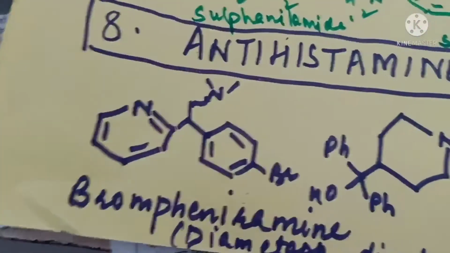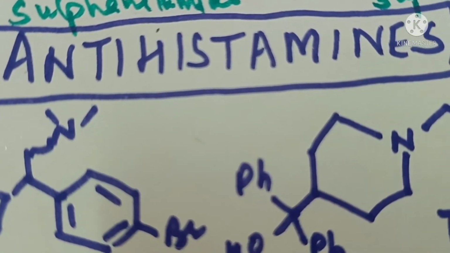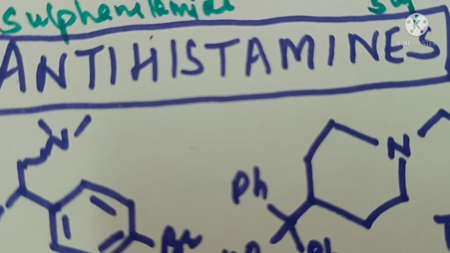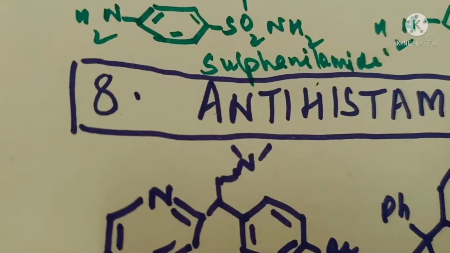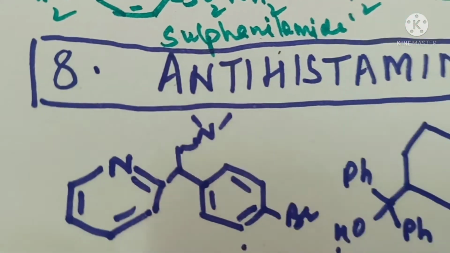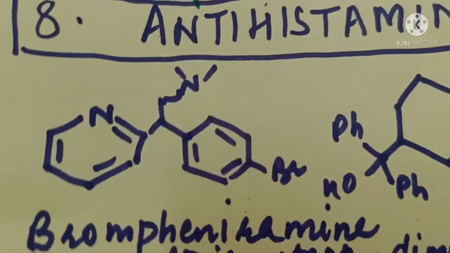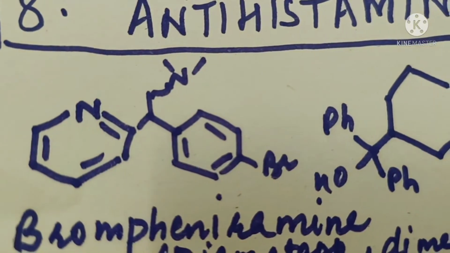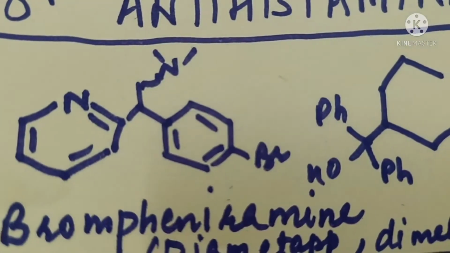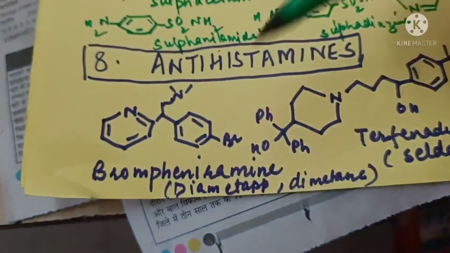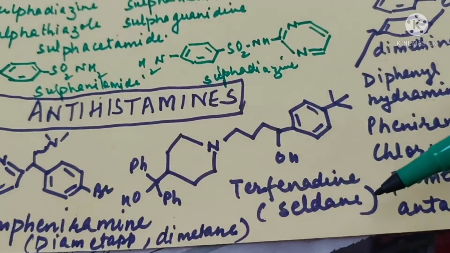Antihistamines. So histamine, a hormone in our body, is responsible for causing allergies. A number of different sensitizing substances may cause allergic reactions in the human body, and this is due to the release of this hormone histamine. So we use drugs which diminish or abolish the main action of histamine released in the body and hence prevent the allergic reactions. For example, brompheniramine, terfenadine, also known as Seldane.